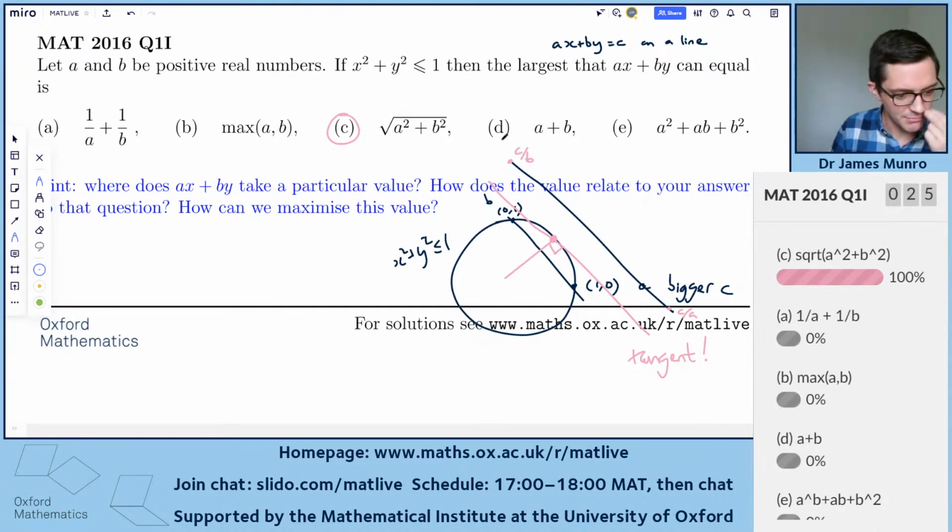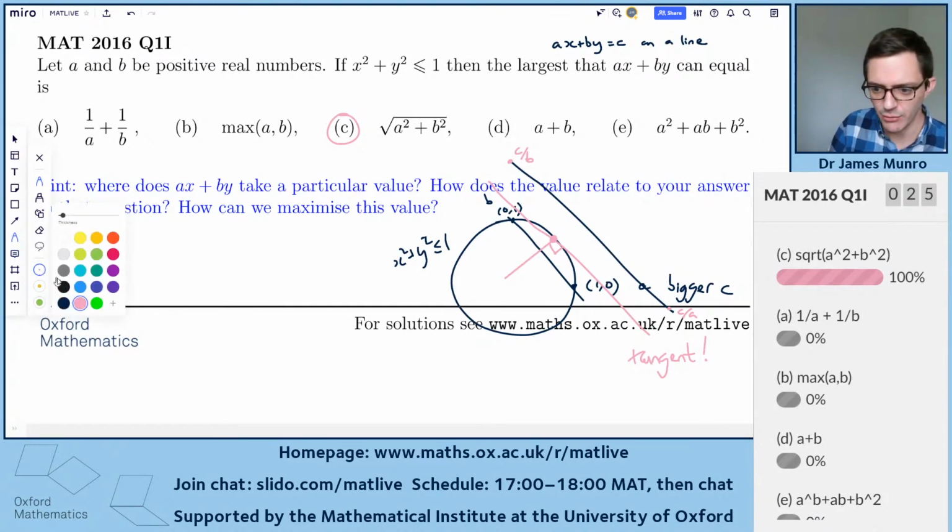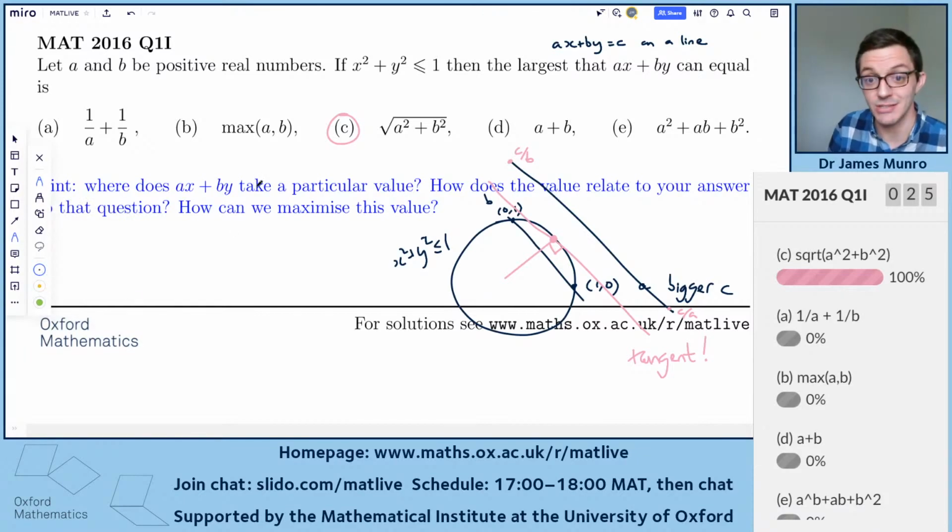Yeah, somebody's asking, what does max AB mean? Are we expected to know or use this? I'm not really sure. It's not the right answer to this question. Max AB means the maximum of A and B.